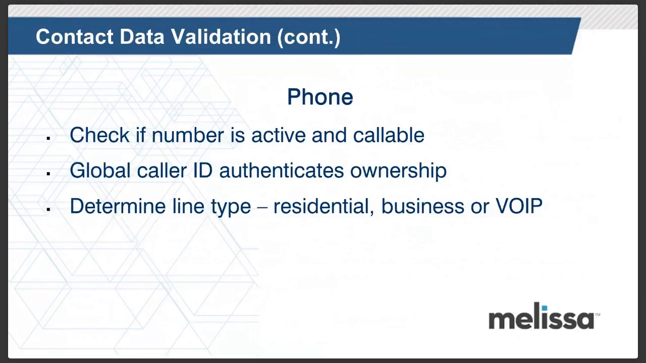The third thing is we can determine the line type. We can tell you if the phone number is residential, business, or voice over IP. This could be useful if, for example, someone is calling from voice over IP. You could use that as an indicator that there may be a bit more risk than with a residential or business landline.